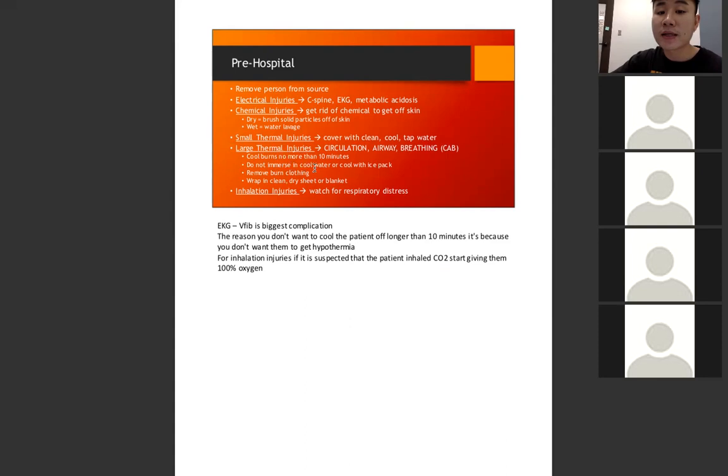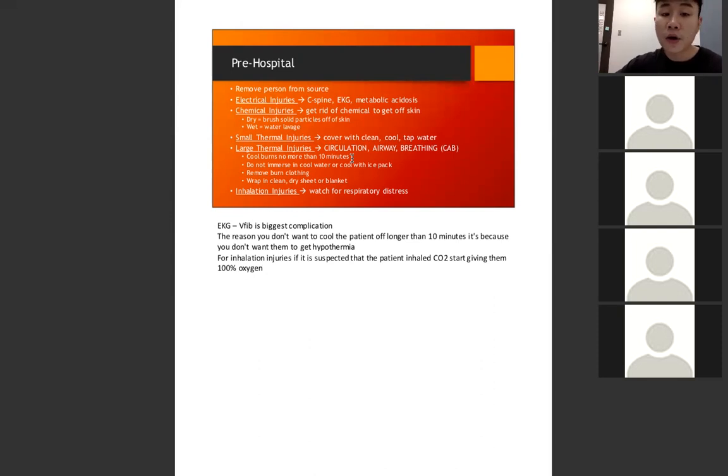So what that means is that we do not put the burns under the water to cool them more than 10 minutes because it is a large thermal injury. If we do more than 10 minutes, the patient might be at risk for hypothermia. So remember, for cool burns, we do not run the water over the large thermal injury more than 10 minutes. We do not immerse in cold water or cool with an ice pack.